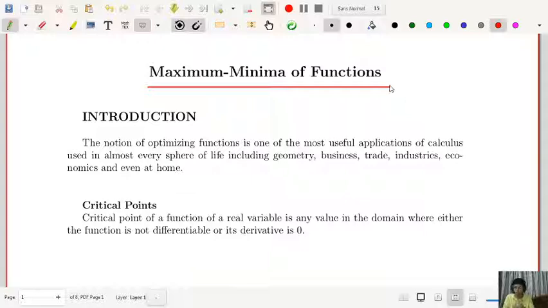Actually, the notion of optimization, optimizing functions, is one of the most useful applications of calculus, used in almost every sphere of life, including geometry, business, trade, industries, economics, and even at home. Every day you are practicing maximizing, minimizing. Companies want to maximize the profit, and if you do the expenditure, you want to minimize the expenditure. So in calculus also we can apply this type of techniques, that is called optimization techniques in functions.